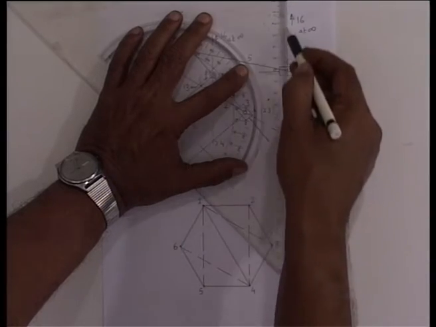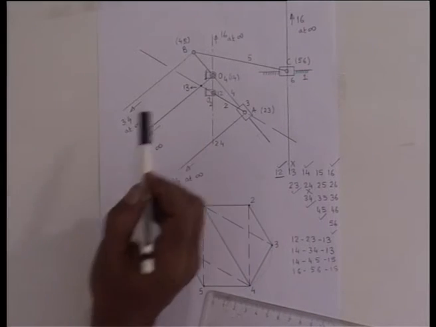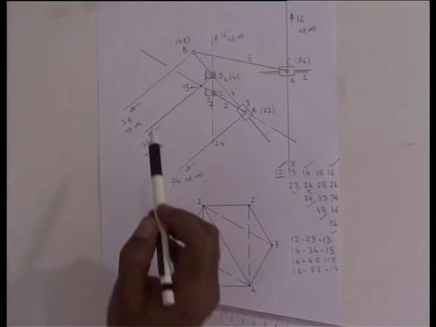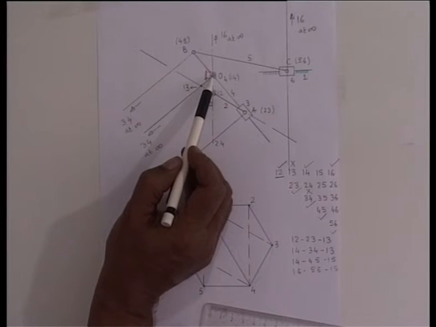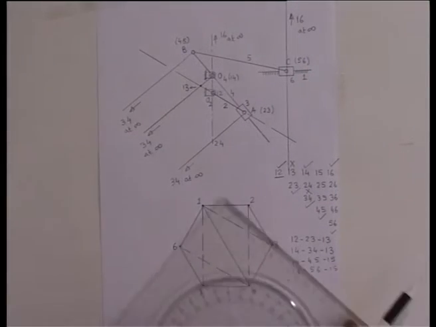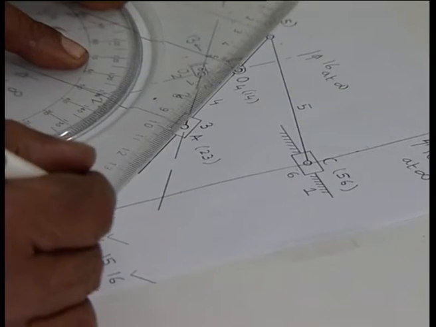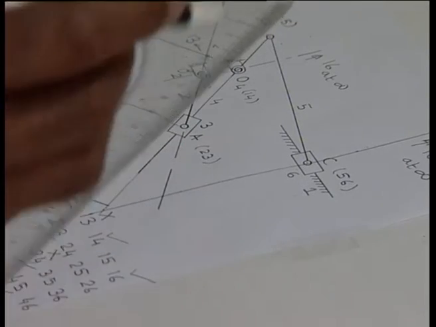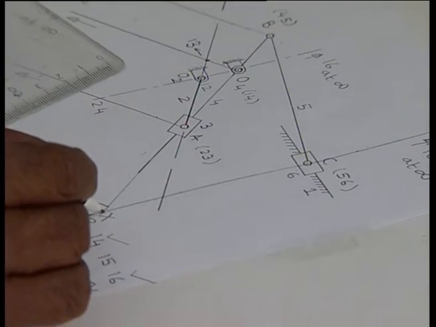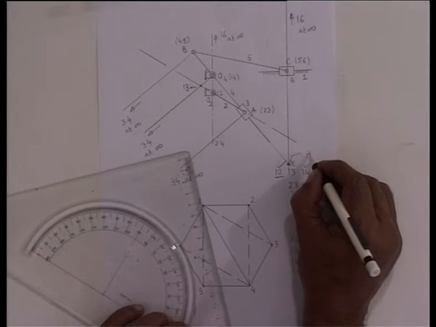1 5 must lie on this vertical line, and also 1 4 is here, 4 5 is here. So, 1 5 must lie on the line joining O4 B. So, if I extend this line, at this intersection of these two lines, I can get 1 5.